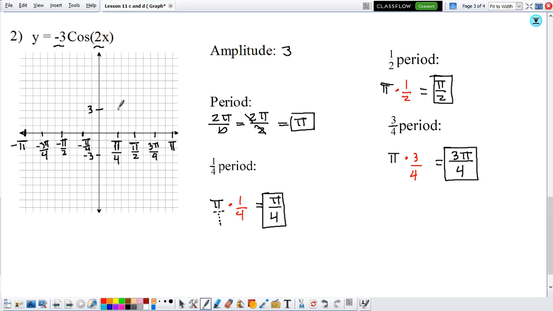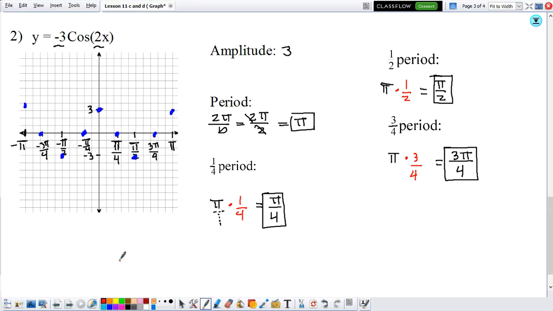So now, what do we know about our graph? It's always going to start at the top. Then the next point is the x-axis. Then the next point is a minimum. Then the next point is the axis. Then the next point is a max. And we're going to do the same for the negative points. Next is axis. Next is min. Next is axis. Next is max.